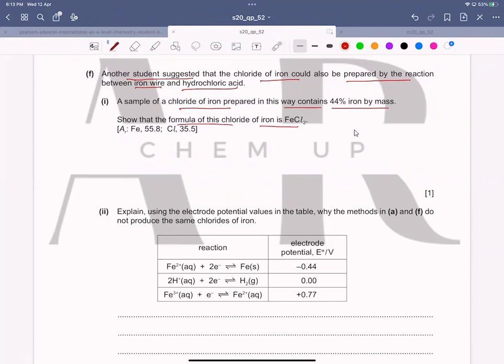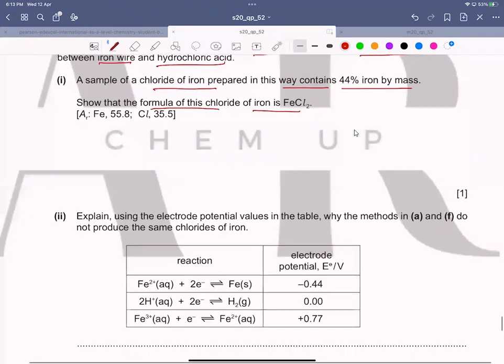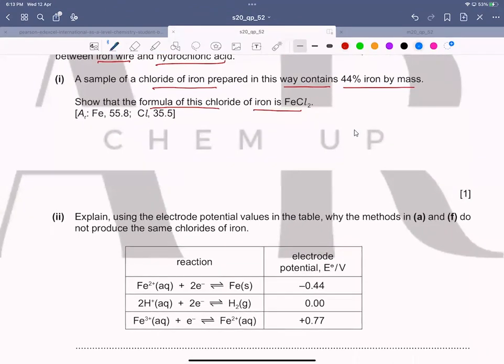So what do we have to do? We have to find the formula. The mass of chlorine would be 100 minus 44, which means 56. Now iron to chlorine: the moles of iron are 44 divided by its Mr, which is 55.8, and the moles of chlorine are 56 divided by 35.5.